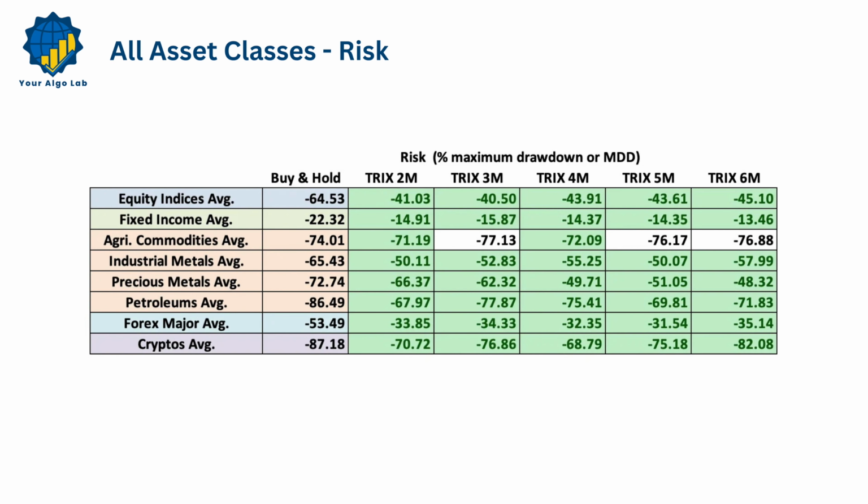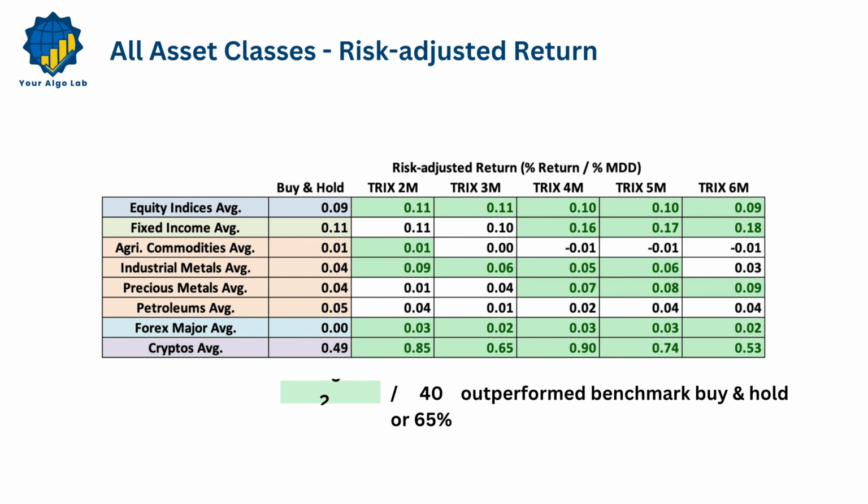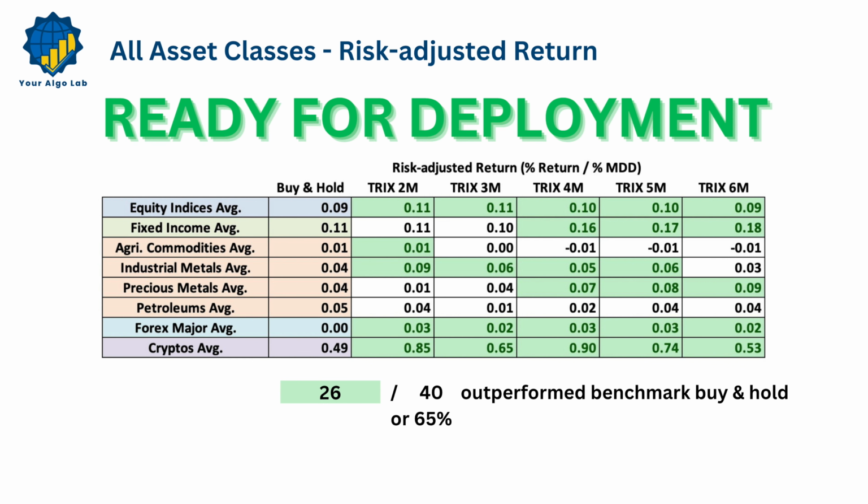Regarding risk, the TRIX outperformed in 37 out of 40 cases, or 93%, which is equally as good as the resampled moving average strategy. For risk-adjusted returns, 26 out of 40 strategies, or 65%, outperformed the benchmark, which is only slightly below the 68% outperformance achieved by the resampled moving average strategy. The resampled TRIX strategy demonstrates improvements in risk-adjusted returns across equity indices, fixed income, industrial metals, forex, and cryptocurrencies. We believe the resampled moving average strategy is ready for deployment.